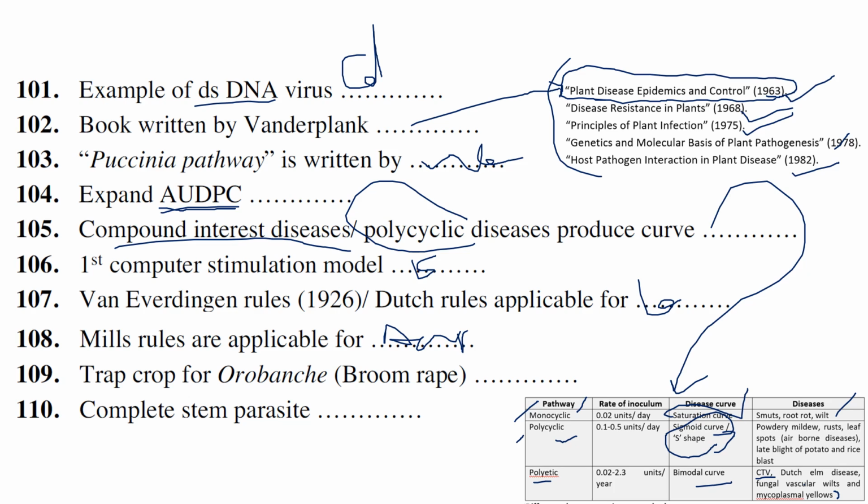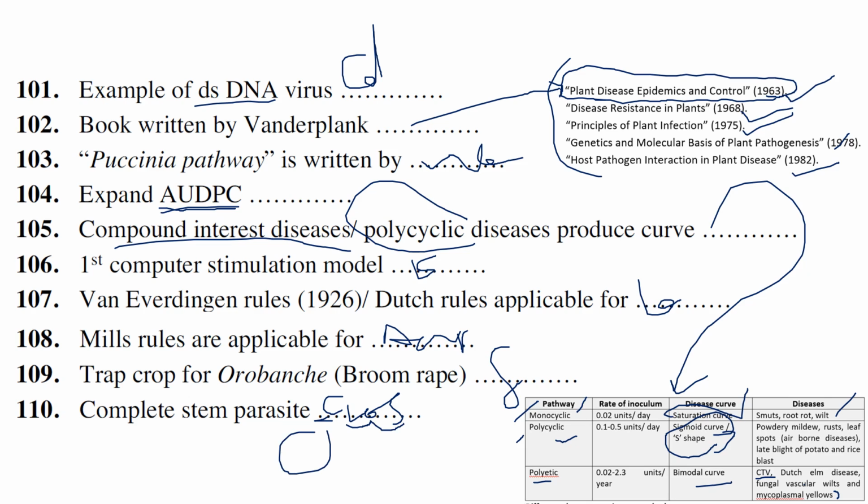The next one is a trap crop for Orobanche. There are lots of trap crops. Flaxseed or linseed is generally considered a trap crop for Orobanche, a complete root parasite. I will tell you the order: CLOS. Cuscuta is a complete stem parasite. Loranthus is a partial stem parasite. Orobanche is a complete root parasite. Striga is a partial root parasite.